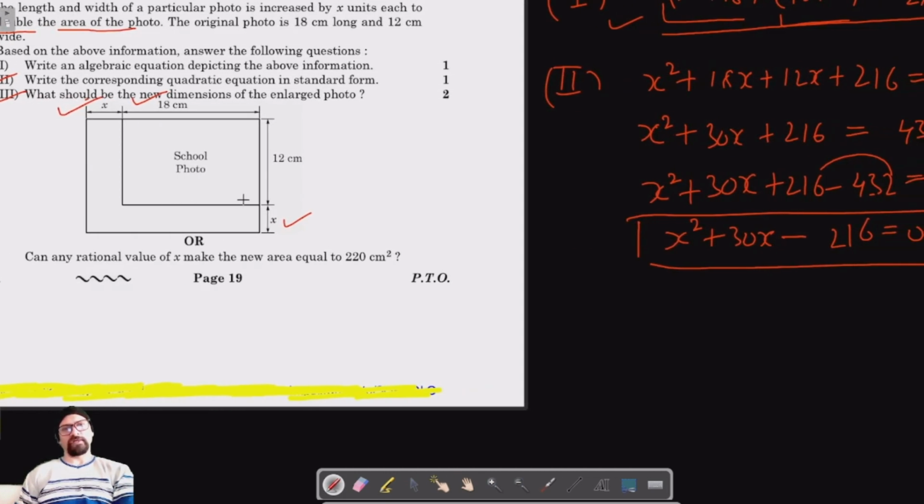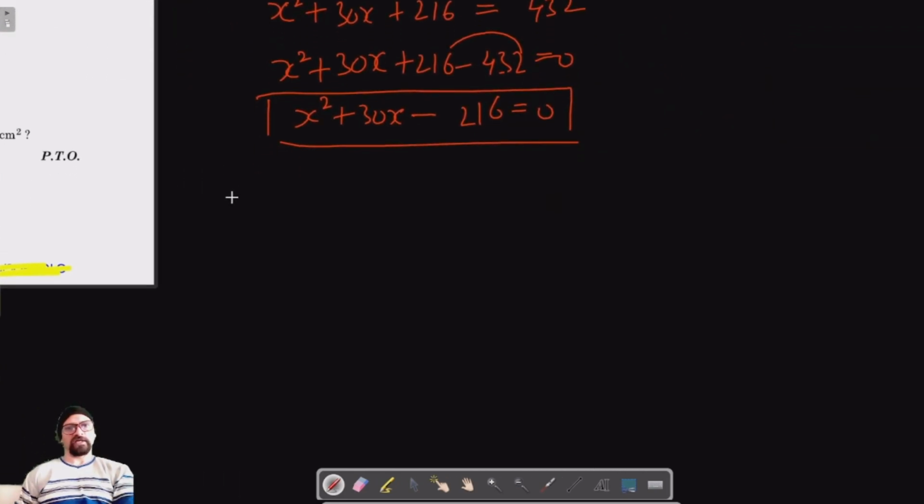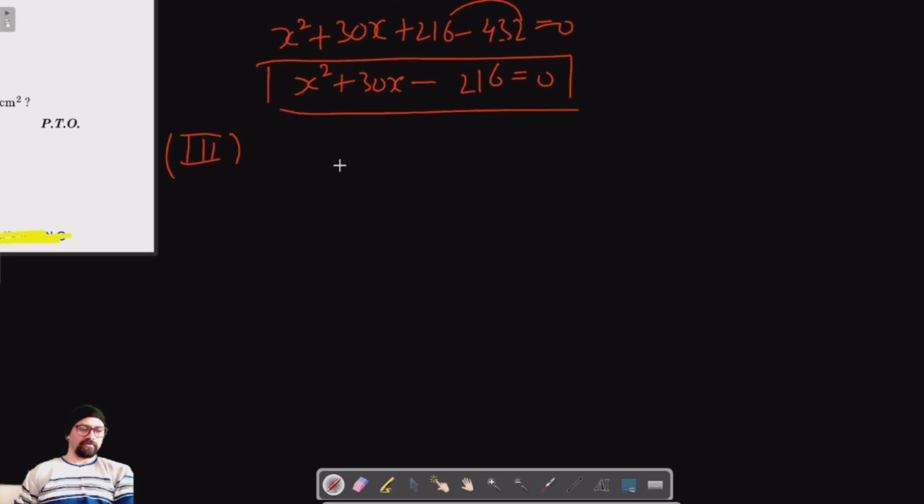And what should be the new dimension of that large photo? For that, we will have to solve this now. Our quadratic equation is x squared plus 30x minus 216 is equal to 0. This is our new quadratic equation.